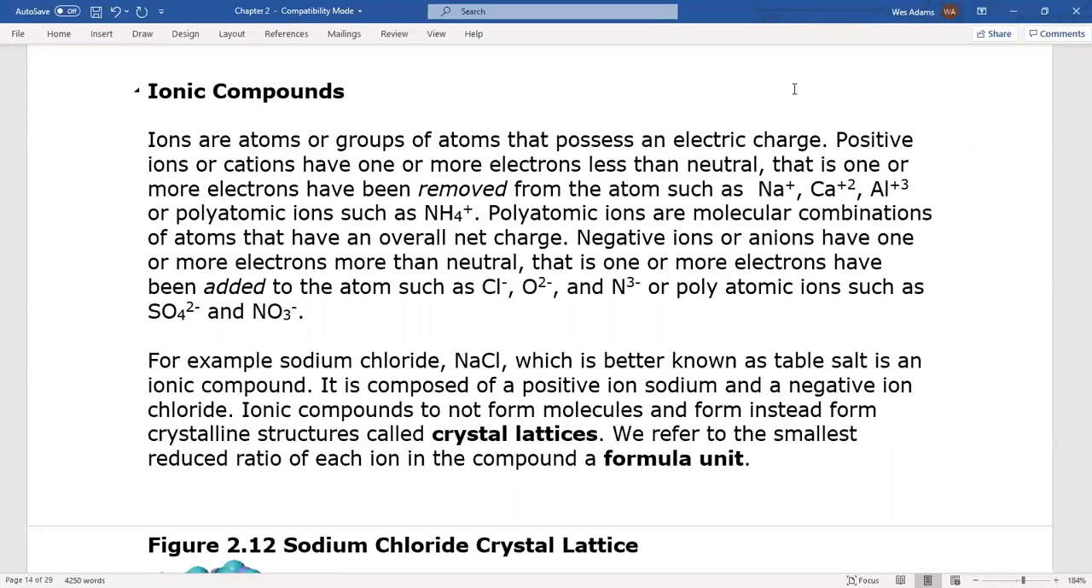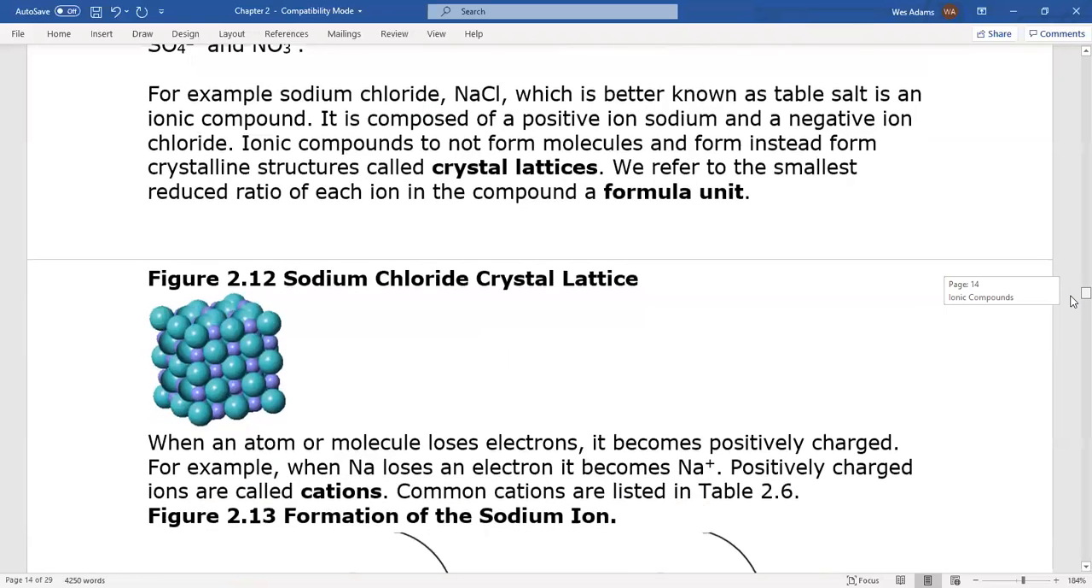Ionic compounds don't form nice molecules. They form a crystal lattice, which is pictured below. All the ions are stuck together to form a cube in this case. And instead of calling that a molecule, we call it a formula unit.